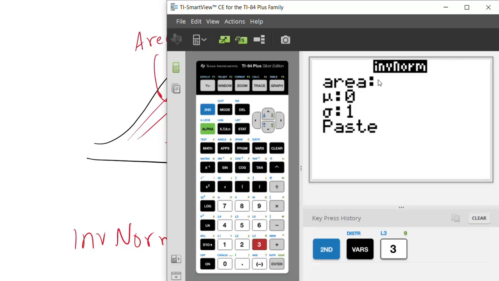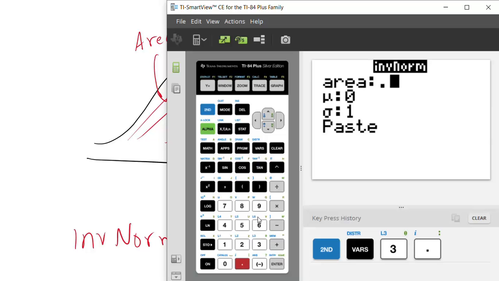You see that this prompts you for the 3 inputs. The one thing this doesn't remind you is that we need the area to the left of our bound. So the 90th percentile is bigger than 90% of the data, so the area to the left would be 0.9.